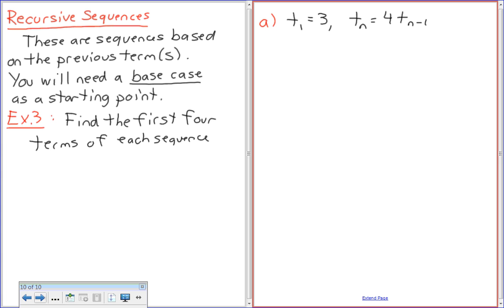Well, what does Tn minus 1 mean? The term before. Not minus 1. Let's say I do T10, that's going to be 4 times what? T9. Not T9 minus 1, just T9, because the n matches the n. So in general, what this means is Tn equals 4 times the previous term.